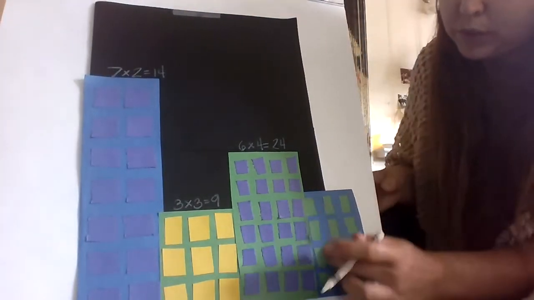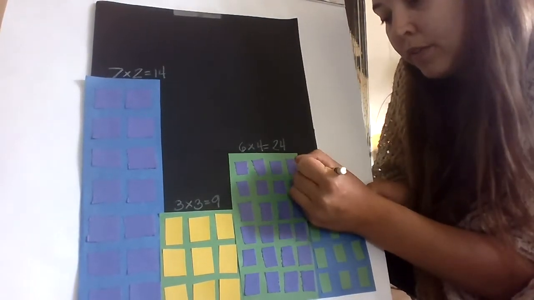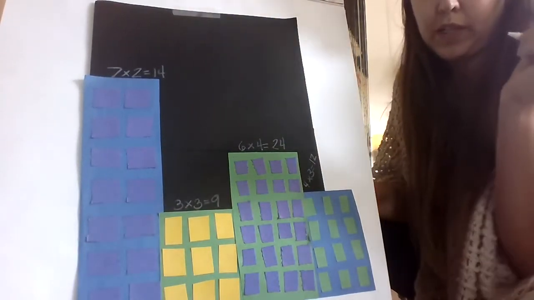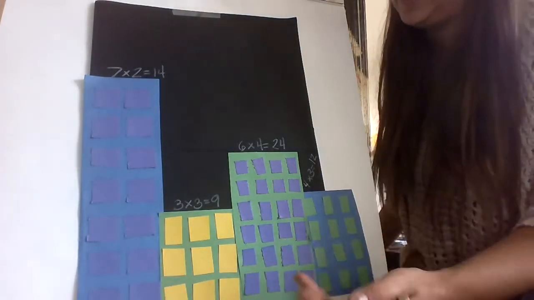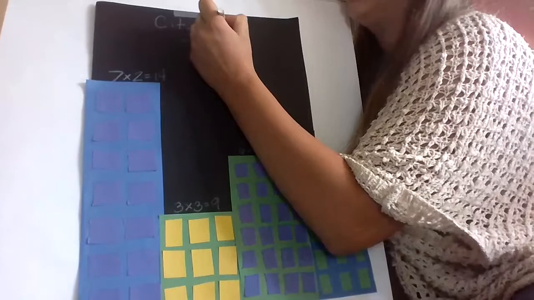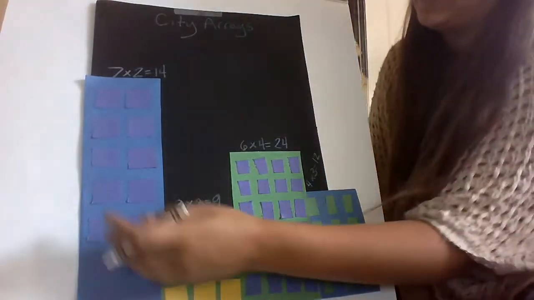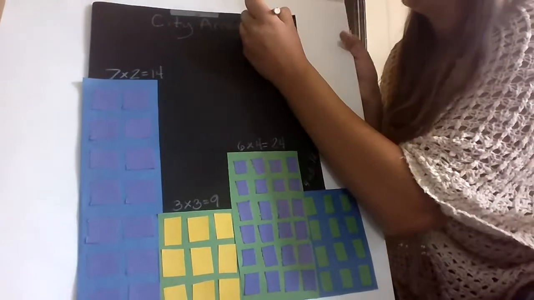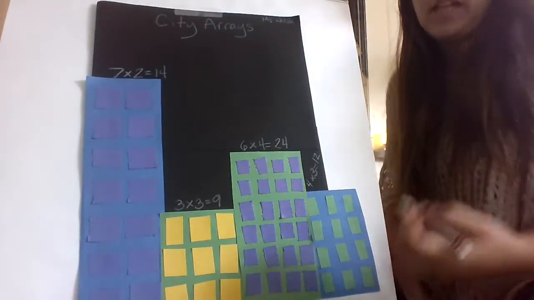And then 1, 2, 3, 4 rows, 3 in each row. So I'm going to write this one kind of sideways. 4 rows of 3 make 12. So mine had to go a little crooked. That's okay. So then I'm going to put the title, City Arrays. That's what I'm looking for. I'm looking for your arrays on your buildings, and I'm looking for the equations in the title. Ooh, and your name. Don't forget that. But now you could just have fun with it.